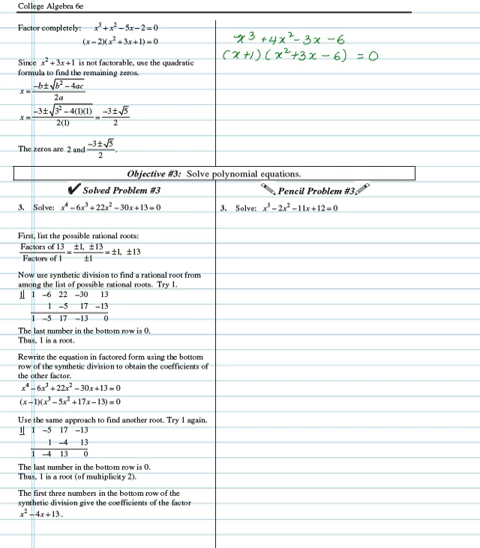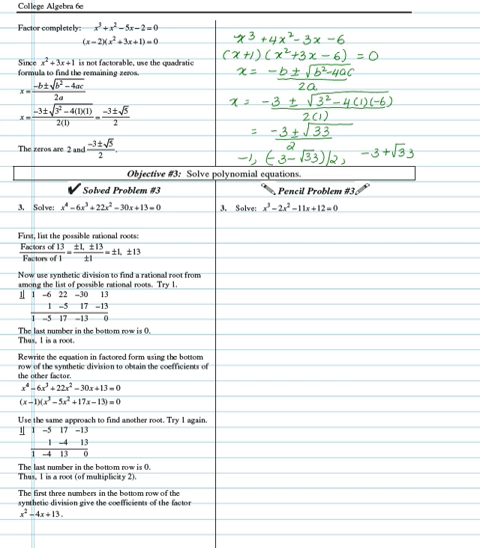It is not factorable, so I use the quadratic formula. What is the quadratic formula? x equals minus b plus or minus the square root of b squared minus 4ac, over 2a. That would be negative 3 plus or minus the square root of 3 squared minus 4 times 1 times negative 6, which gives me radical 33 over 2. So now my zeros are negative 1, negative 3 minus radical 33 all over 2, and negative 3 plus radical 33 all over 2.